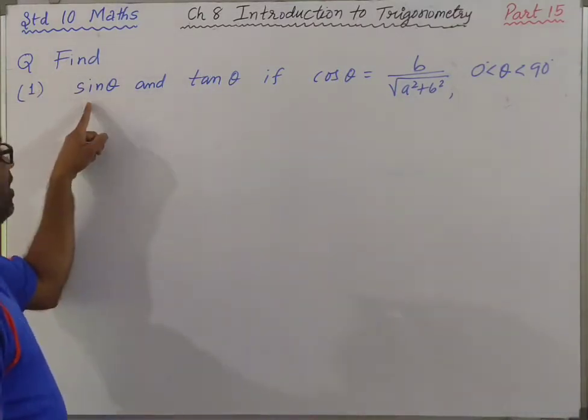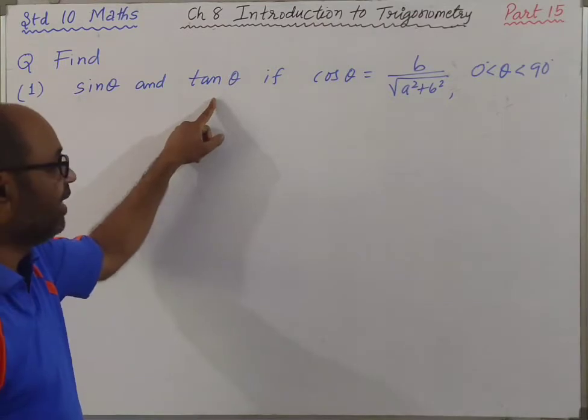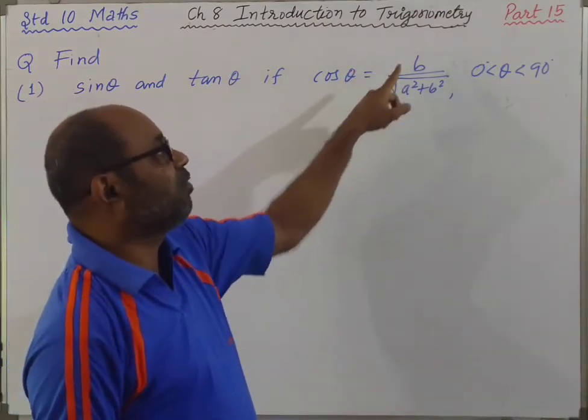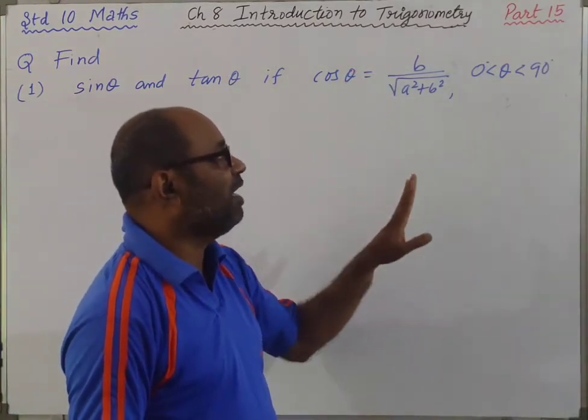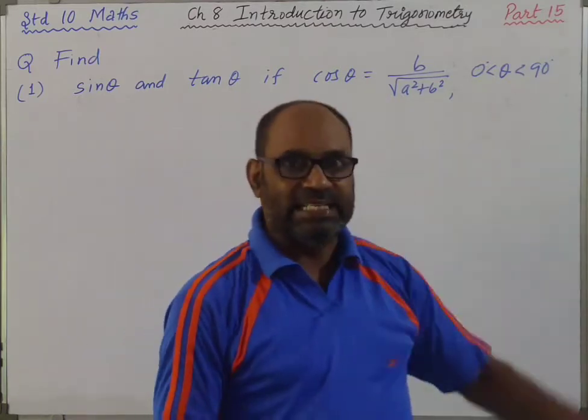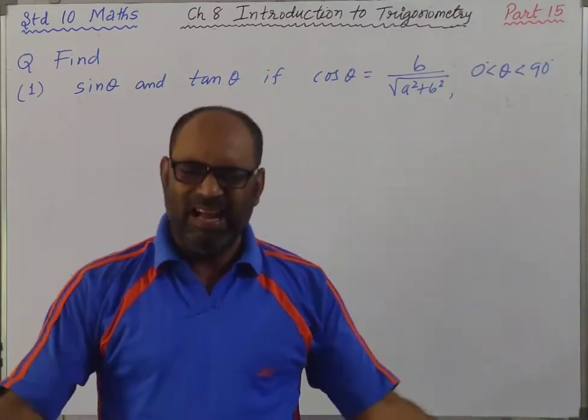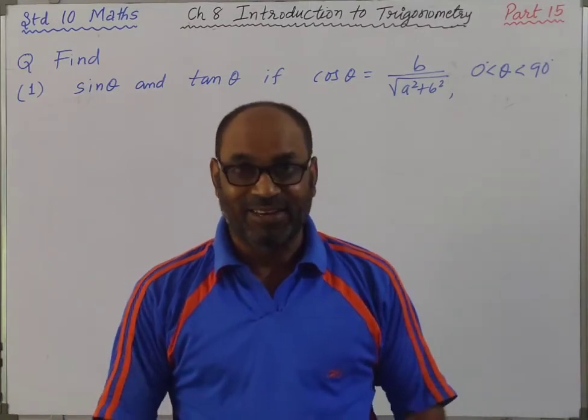First, find sine theta and tan theta if cos theta is equal to b whole upon square root of a square plus b square, where theta is greater than 0, less than 90. Yeah, theta is an acute angle. Okay, children?